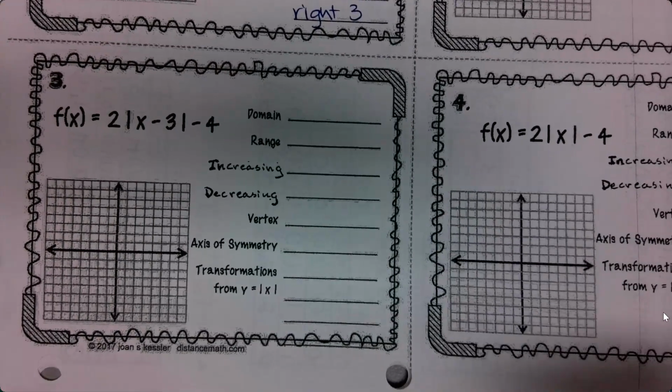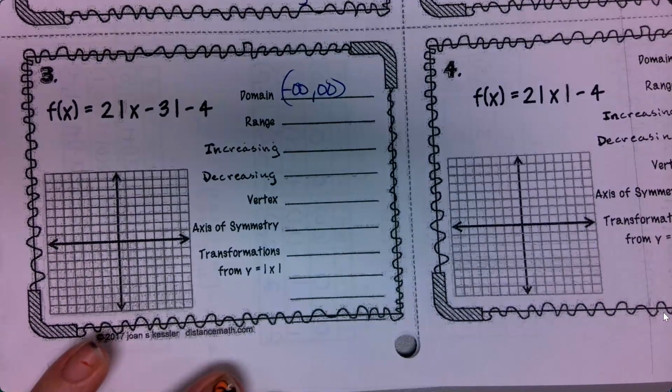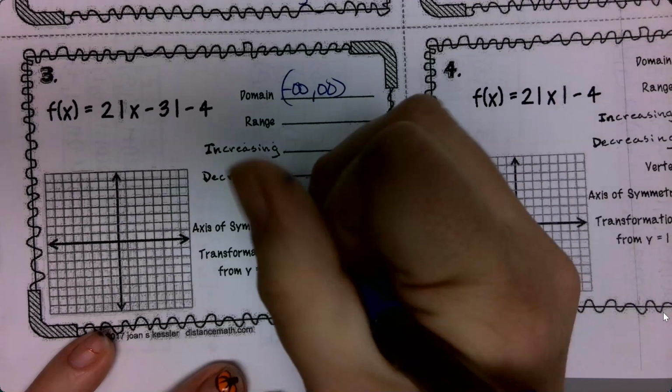Same thing here. My domain is negative infinity to positive infinity, because it's an absolute value. I want to talk about my transformations first. I have a vertical stretch of 2.